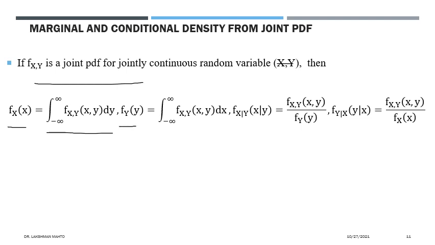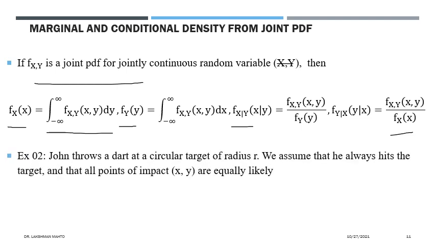Once we have the marginal density of x and of y, just apply the definition of conditional probability. Through that we can get the conditional density of x, which is the ratio of the joint density divided by the marginal density of y. Similarly, the conditional density of y given x is the ratio of the joint density of x and y divided by the marginal density of x. All of these you can easily get from the given joint PDF.